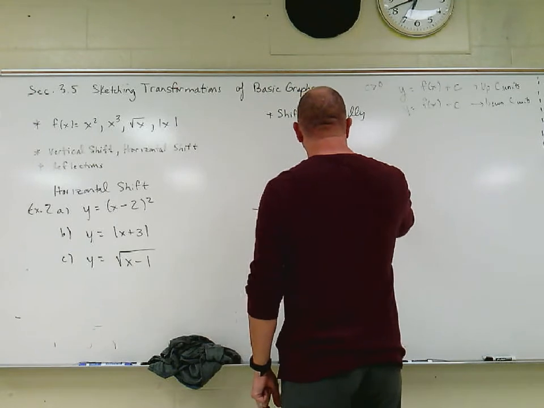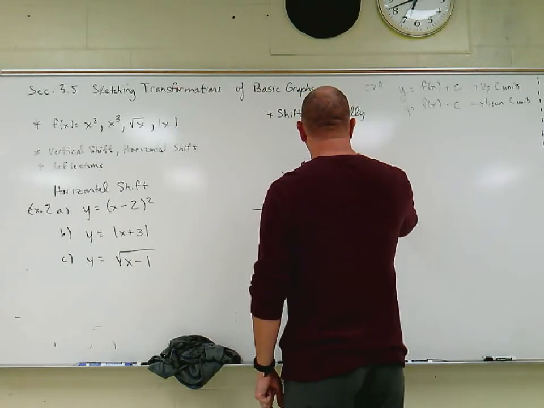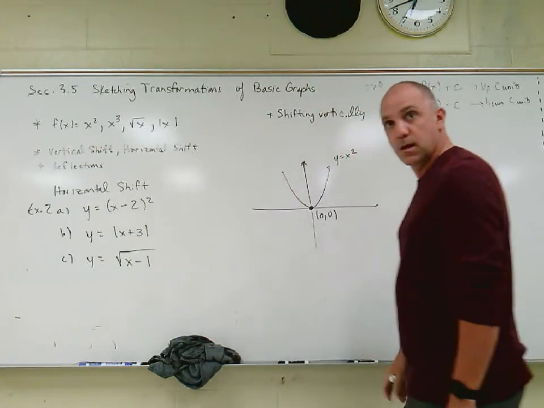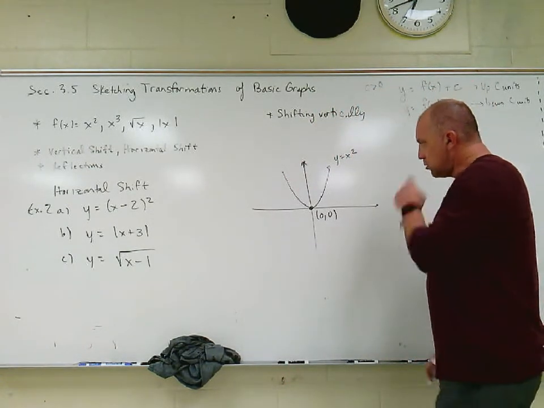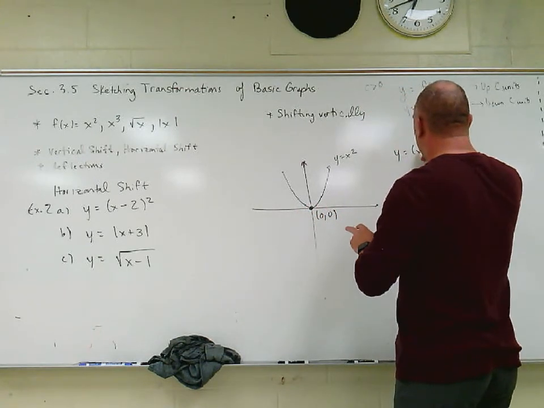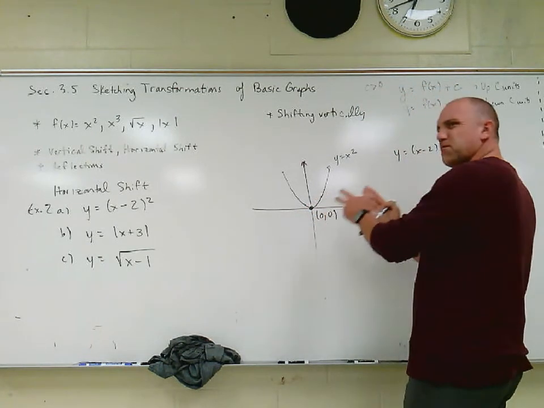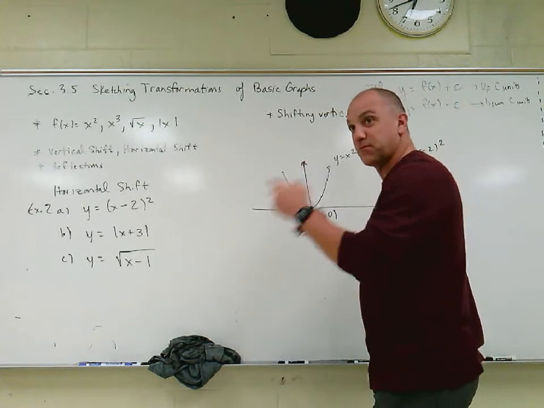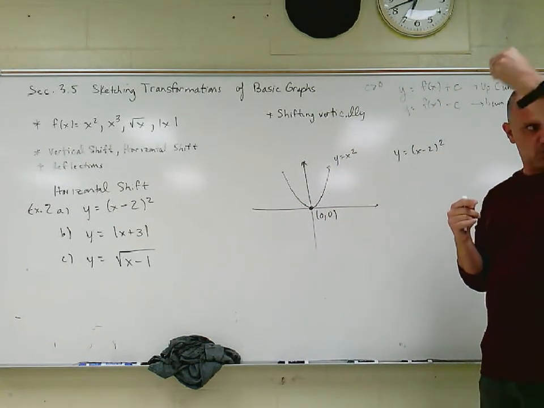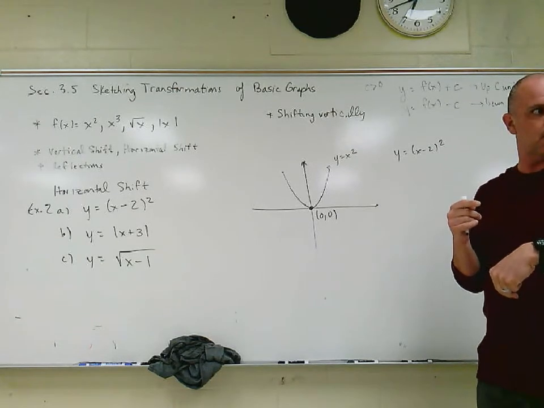Everybody agrees that the basic graph, x squared, this is the point 0, 0. Okay? Let's say I'm not sure where this is going to move. I'm not sure if it moves right, or if it moves left. I'm kind of in between. As I see a minus, I'm thinking, well, maybe it should go left, because when we did a minus on the outside, we went down.